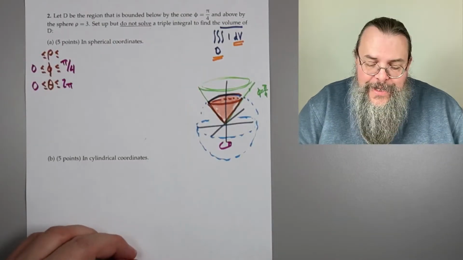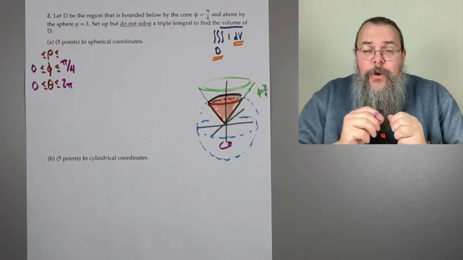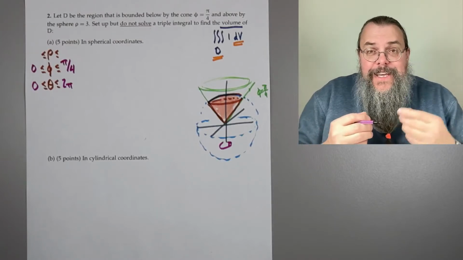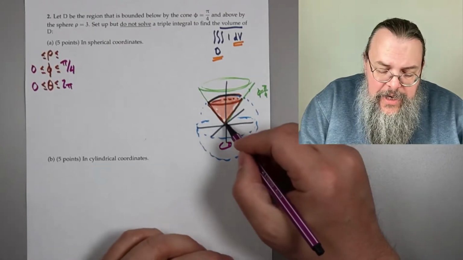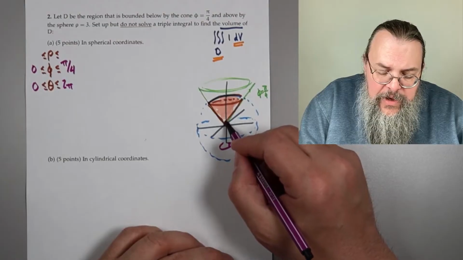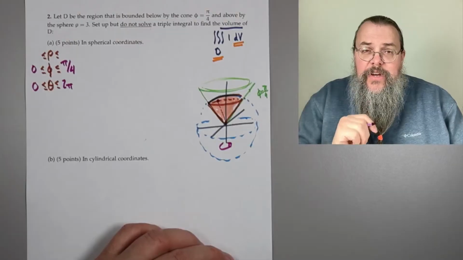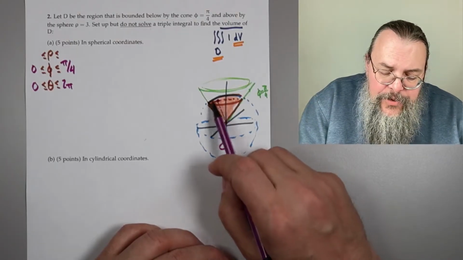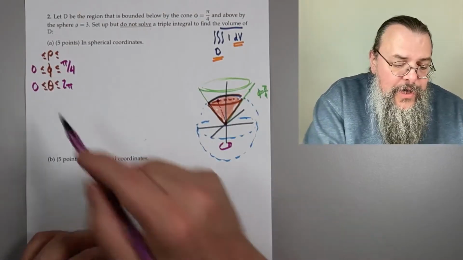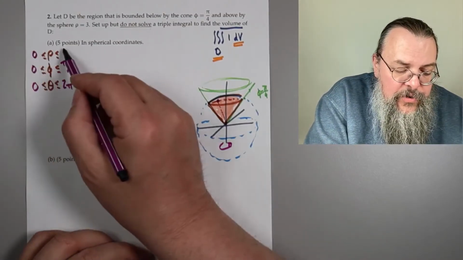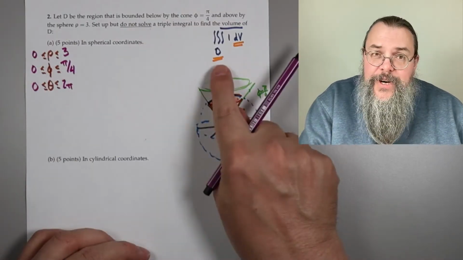What about rho? Rho is talking about how you relate to the origin. It's sort of the r in polar coordinates. I start at the origin and I move out until I hit my surface that's bounding me on the outside. So I'm going from the origin out to the sphere of radius 3. So rho goes from 0 to 3. Now we have our bounds. Cool, that was one of our two things.